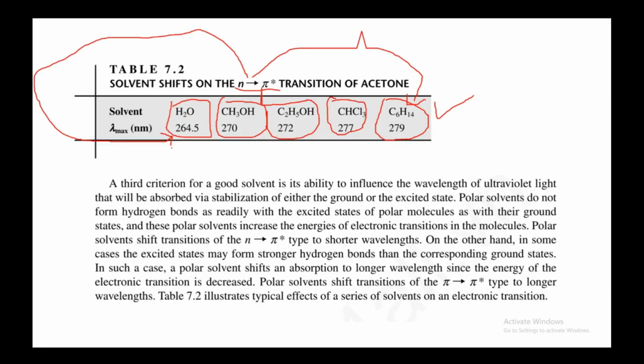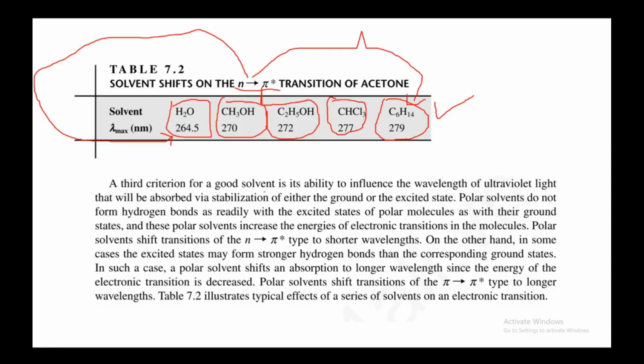Now water, methanol, and ethanol, they are all polar. Chloroform is also polar, but chloroform is less polar than water, methanol, and ethanol. But among all of these solvents, the least polar or most non-polar solvent in the table is hexane. Hence the wavelength is maximum for the n to pi star transition of acetone in hexane.